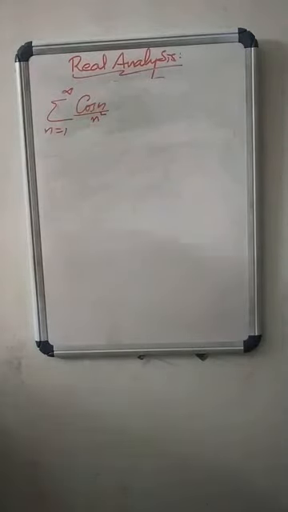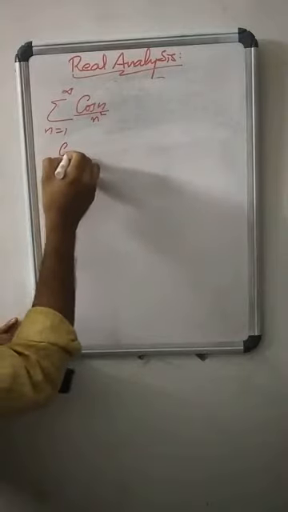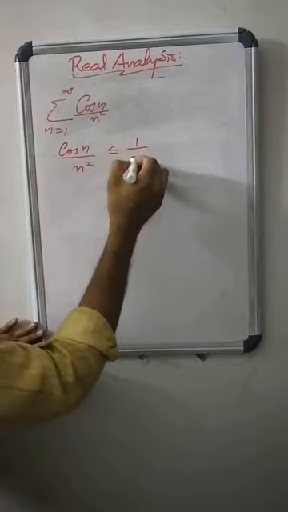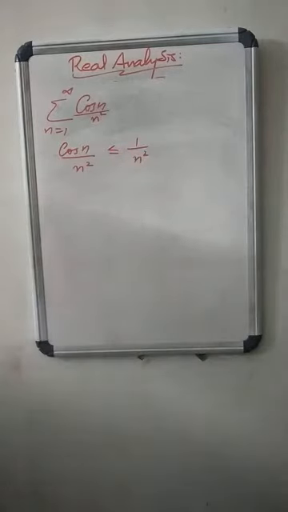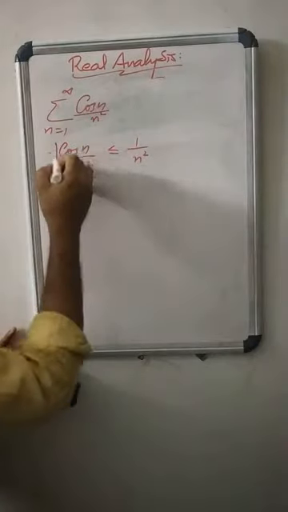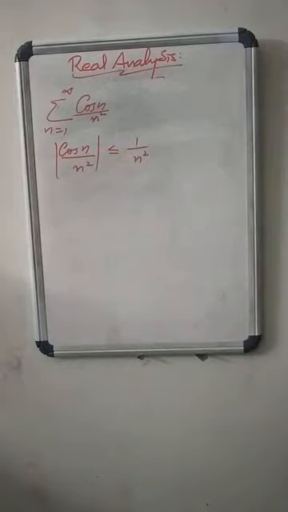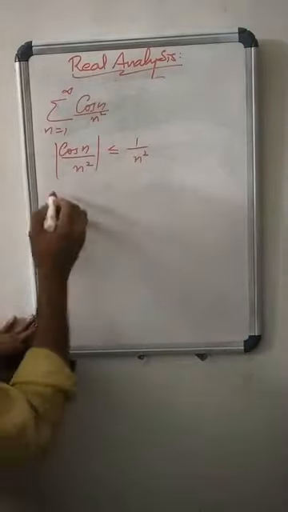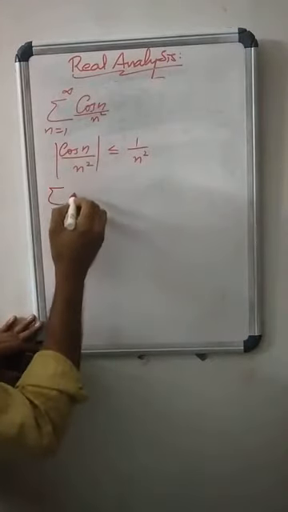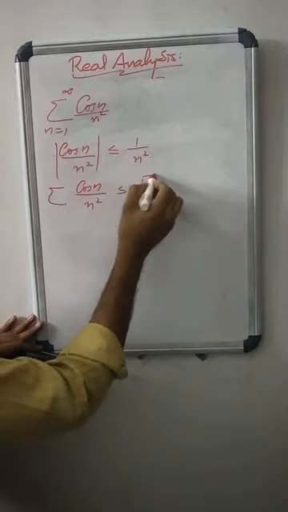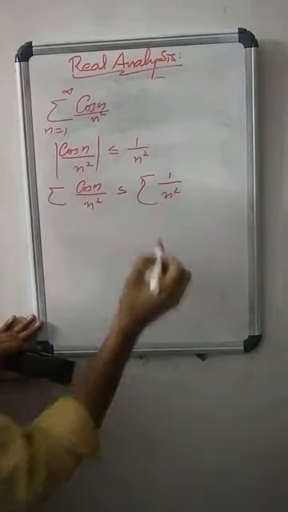Sigma 1 by n squared. So, what about cos n by n squared? We have |cos n| by n squared less than or equal to 1 by n squared. Why? Because the maximum and minimum values of cos n are plus 1 and minus 1. So modulus of cos n by n squared is less than or equal to 1 by n squared. That means sigma cos n by n squared is less than or equal to sigma 1 by n squared.